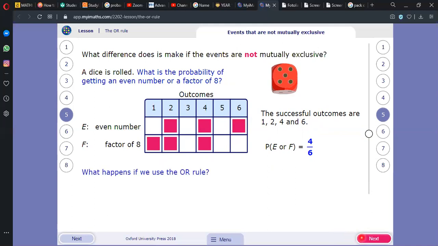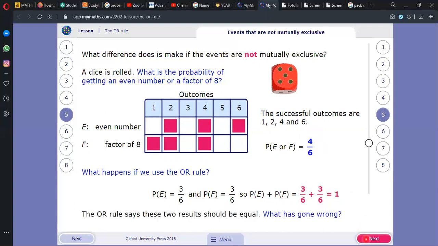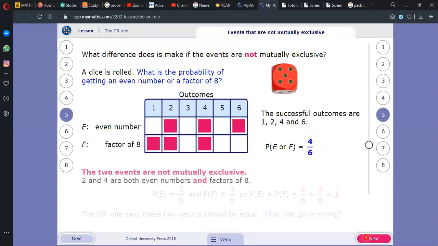What happens if we use the OR rule? The OR rule is to solve it separately. The probability of even numbers, E, is 3 over 6. Factor of 8, 3 over 6 as well. So the probability of E plus the probability of F, if we had used the OR rule, will be 3 over 6 plus 3 over 6, which is 1. And that is not the same answer as when we did it together. So what do you think happened? The OR rule says these two results should be equal. But what has gone wrong?